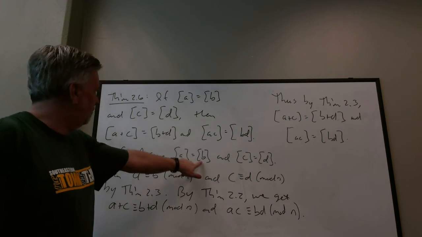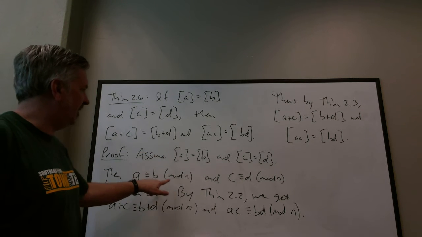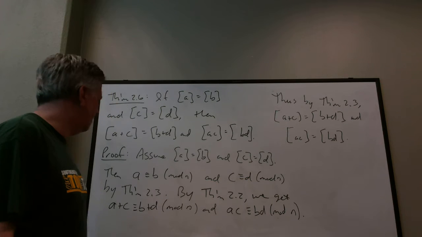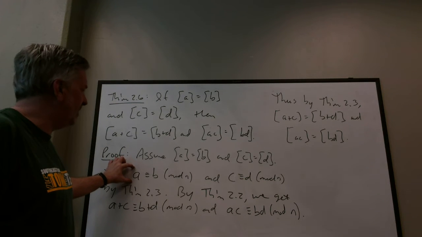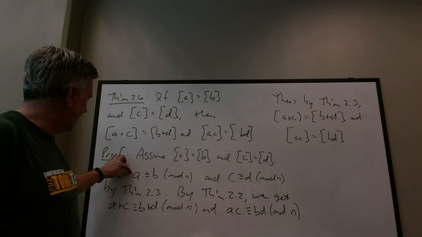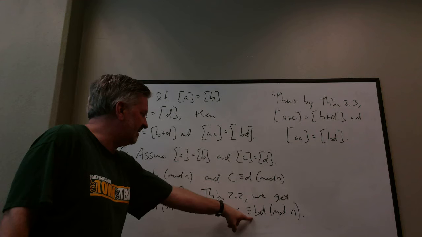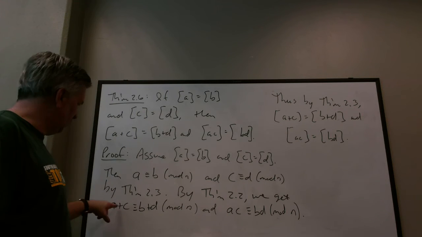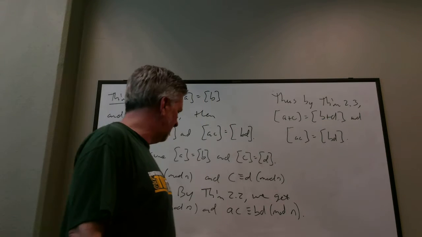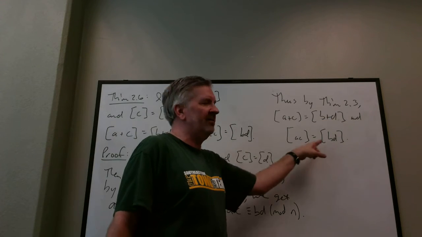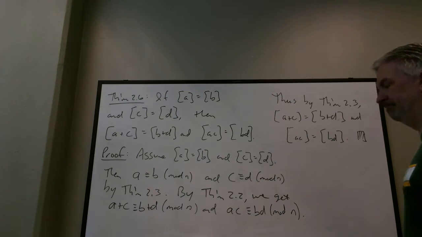Right? So if two classes are the same, then their representatives are congruent mod N. No problem. But then we showed another thing. If you have A is equivalent to B mod N and C is equivalent to D mod N, A plus C is B plus D mod N, and same for the product. AC is BD mod N. But again, if two things are equivalent mod N, that means their equivalence classes are the same. So there's our proof. No problem.